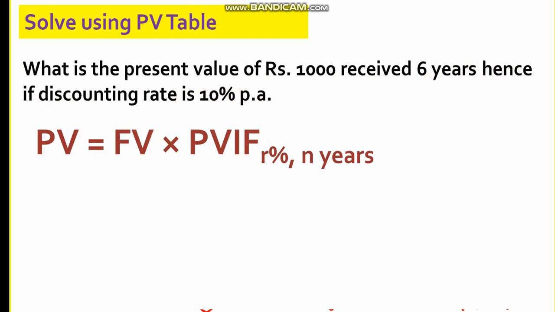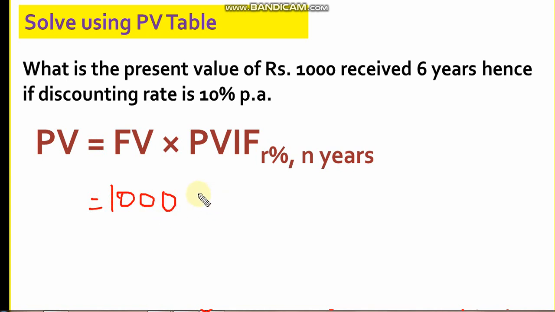How do I actually use it? Present value is equal to future value. Now my future value is 1000 here, right? At what point of time in future? 6th year. So my PVIF factor, I have to first write is PVIF factor. My discounting rate is 10%, so R percent means 10% here, and number of years is 6 years, right?